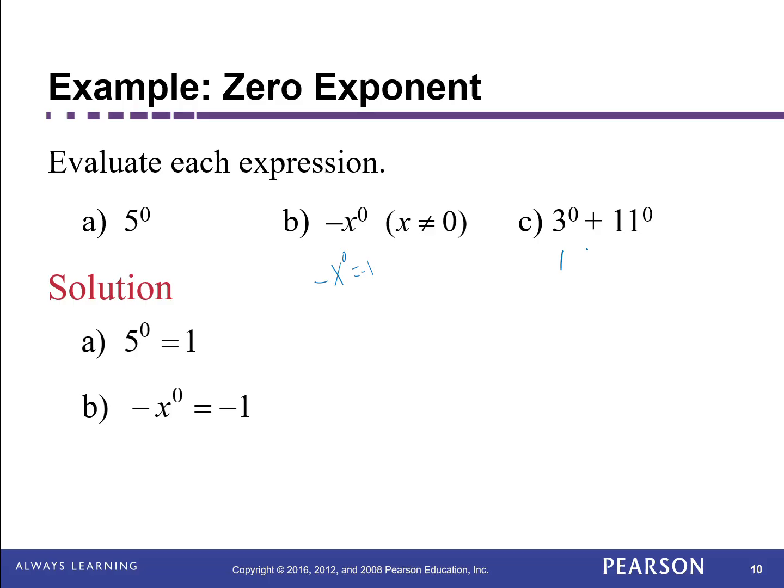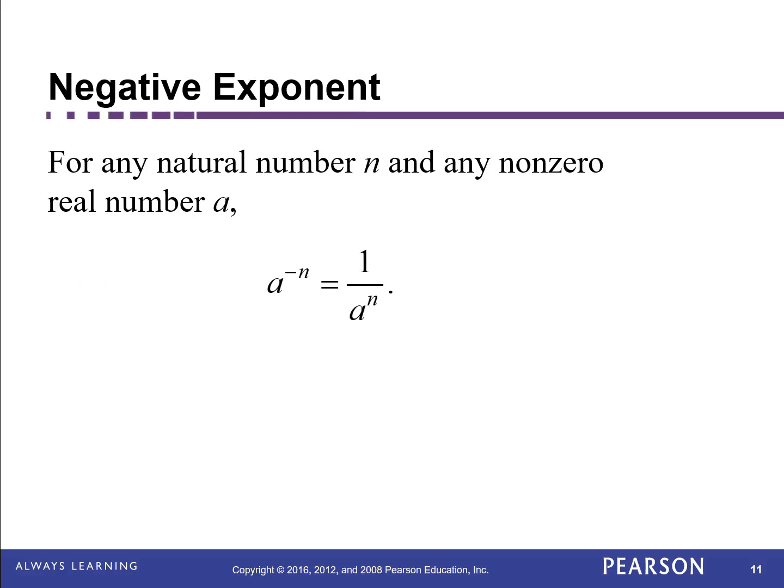Okay. How about 3 to the 0 power plus 11 to the 0 power? 3 to the 0 power should be 1. 11 to the 0 power should be 1. So this answer should be 2.